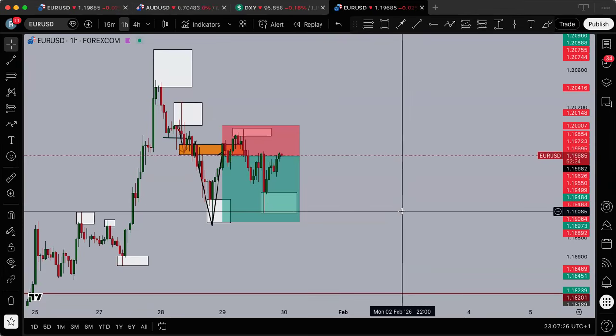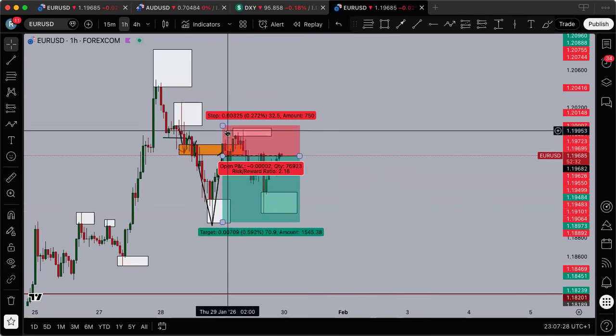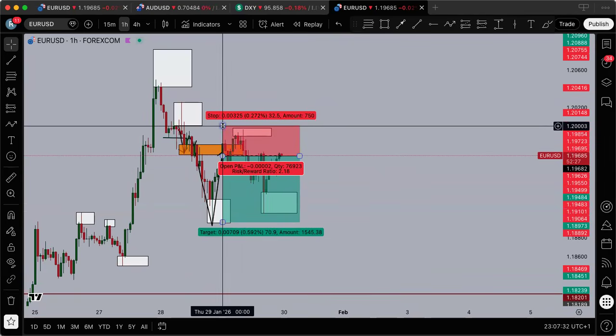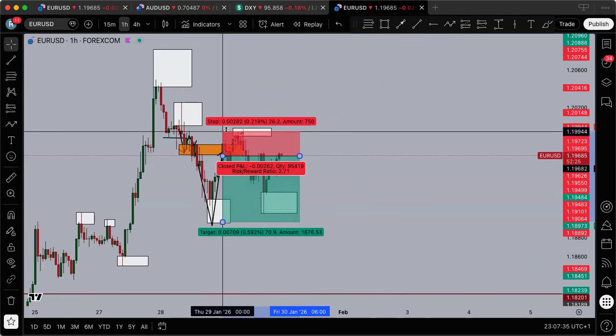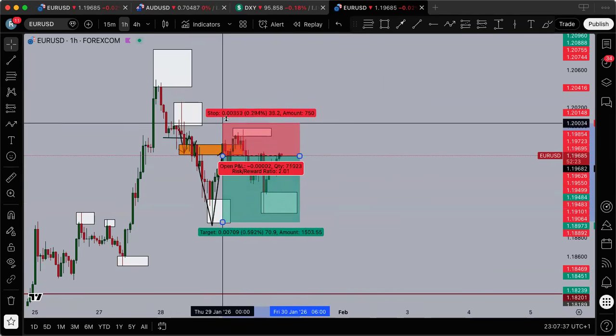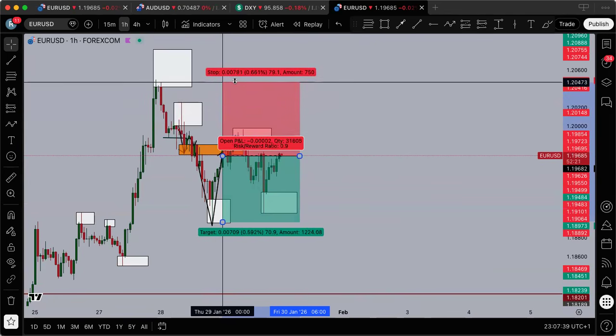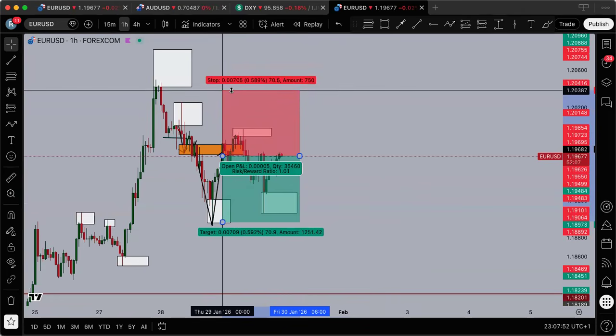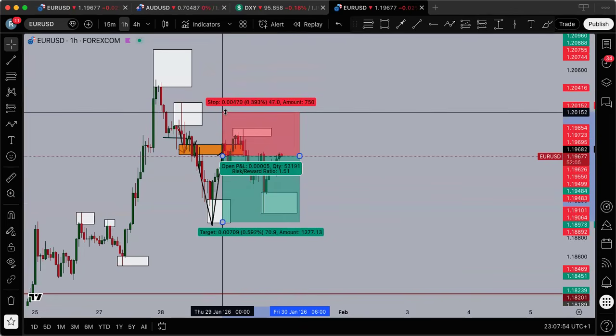Most of the time, if you trade like this, your stop loss will be either somewhere around here or somewhere around there. And as a smart trader, there's no way your stop loss can be bigger than your TP. So for me, I basically don't trade like this.